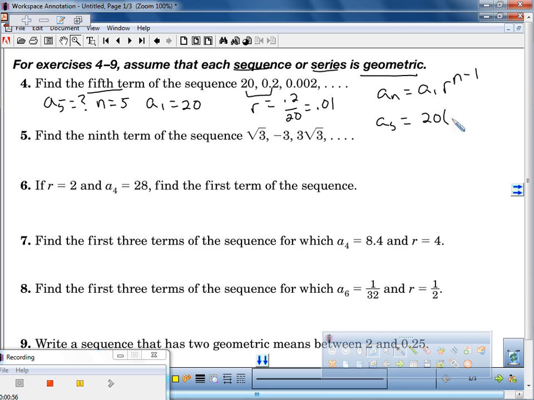Okay, now we're going to place 0.01 in for r, and 5 for n, so we end up with 20 times 0.01 to the fourth power. Once we plug this in, take 0.01 to the fourth power first, then multiply by 20, we end up with the fifth term equal to this.